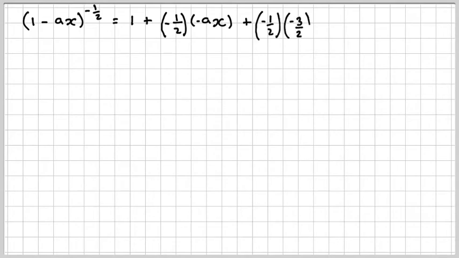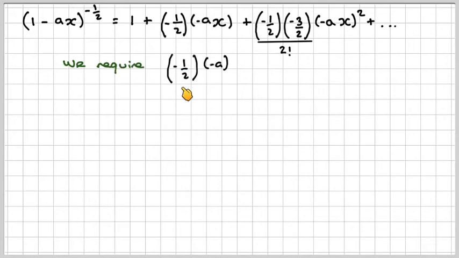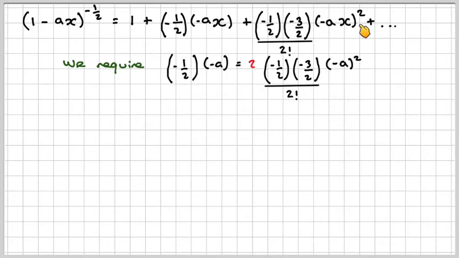Okay, so writing that out again. We don't need to go any further because we're only interested in x and x squared. So the coefficient, minus 1/2 times minus a, must be equal to 2 times this coefficient. But don't forget this minus a here is part of the coefficient, so it becomes minus a squared over 2 factorial.